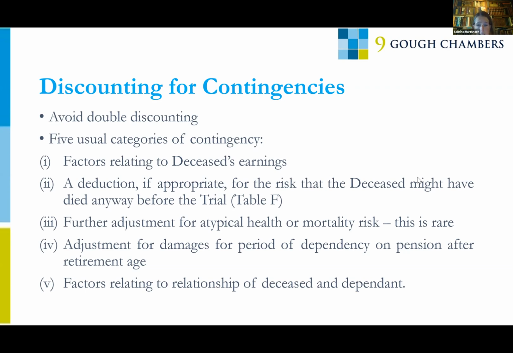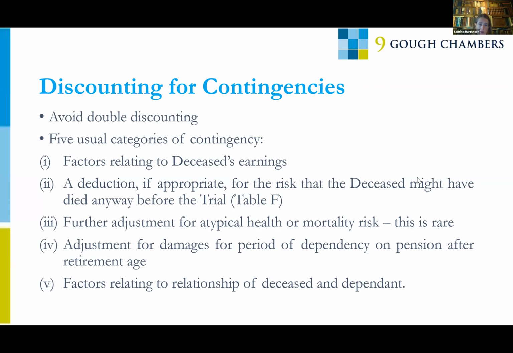That is factors relating to the deceased's earnings, so that comes from section B, tables A to D, and a deduction if appropriate for the risk that the deceased might have died anyway before the trial, and that's table F. They say it is rare, but you may need to make a further adjustment for atypical health or mortality risk. And then fourthly, they ask you to consider adjusting for contingencies after retirement age.